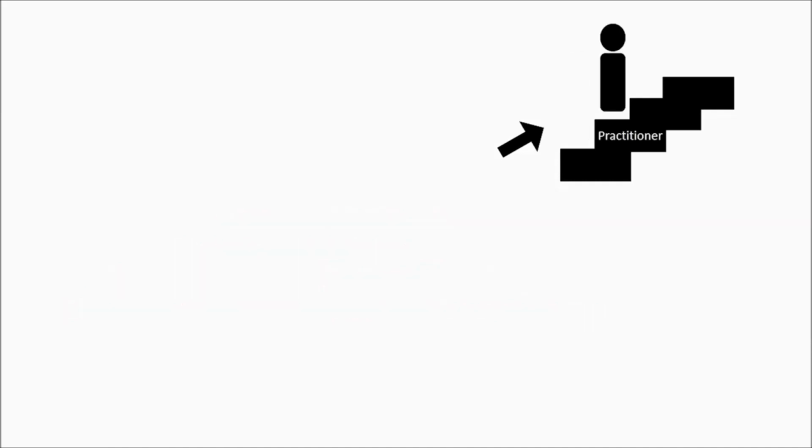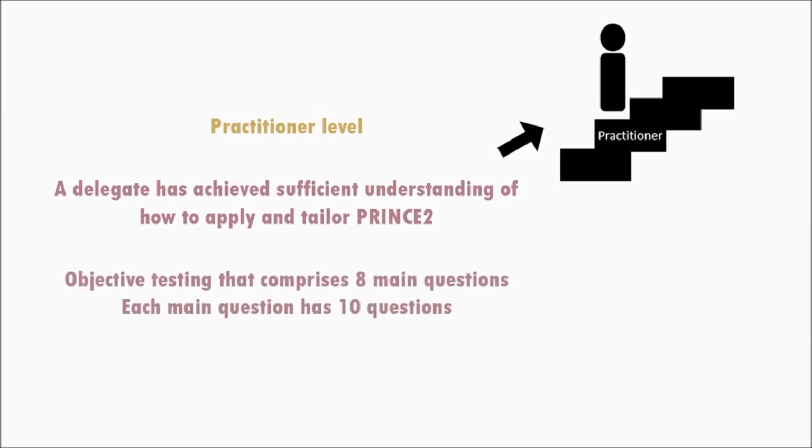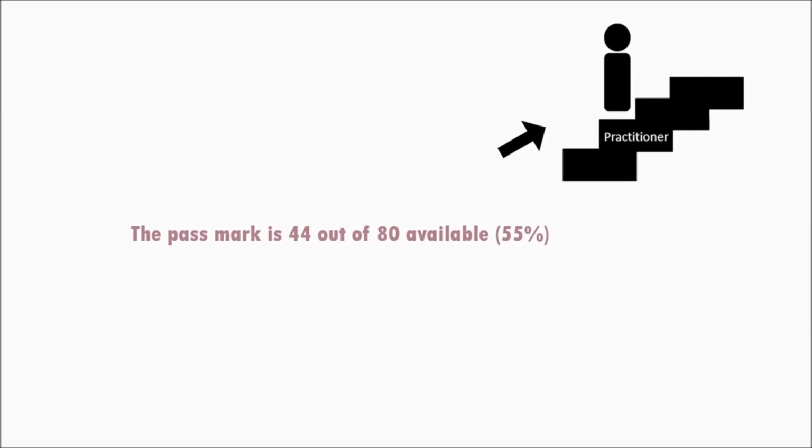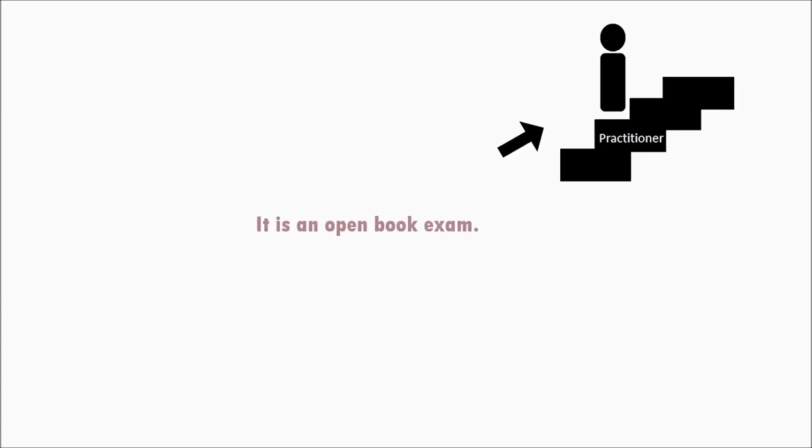Practitioner level. Passing this level confirms that a delegate has achieved sufficient understanding of how to apply and tailor PRINCE2 in a non-complex project context. The Practitioner examination is objective testing that comprises 8 main questions. Each of the main questions has 10 questions, and every question is worth 1 mark. The pass mark is 44 out of 80 available, i.e. 55%. The duration of the exam is 2.5 hours, 150 minutes. It is an open book exam, official PRINCE2 manual only, and no additional reading time is allowed.